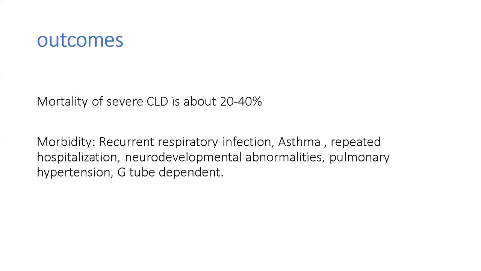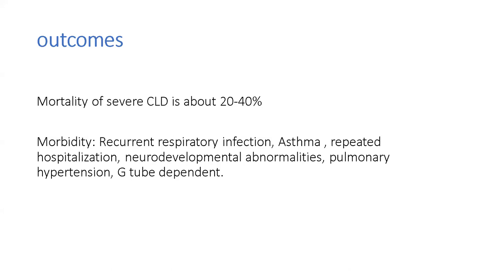Okay, the outcome of bronchopulmonary dysplasia: as we know, the mortality of severe chronic lung disease is around 20 to 40%. The morbidity: a baby who has chronic lung disease is at risk of obstructive airway disease, asthma-like symptoms later on, recurrent pneumonia, recurrent infection. The most common infection is respiratory syncytial virus. That's why for premature babies less than 29 weeks, or with chronic lung disease, we usually give the respiratory syncytial virus immunization during the season.